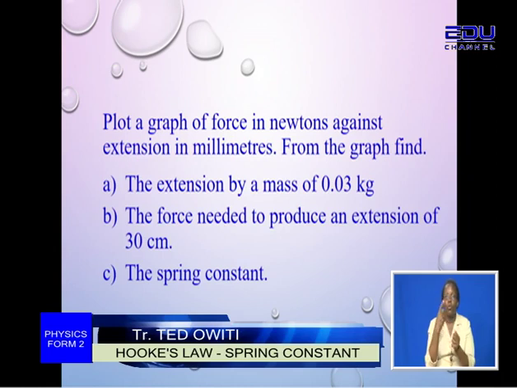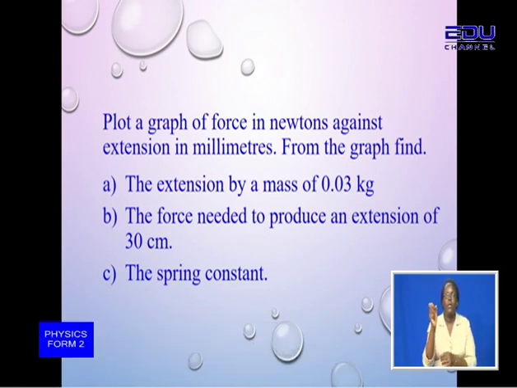Okay, so what are we supposed to do? All right, so what we are supposed to do is plot a graph of force in newtons against extension in millimeters, and from the graph find A, the extension by a mass of 0.03 kilograms. Part B, the force needed to produce an extension of 30 centimeters. And lastly, the spring constant of the spring that was used in that particular experiment.